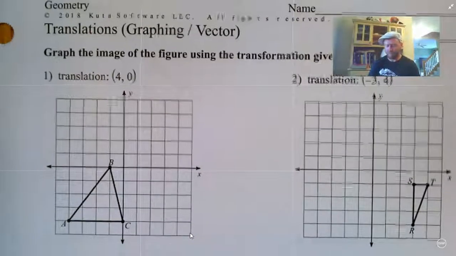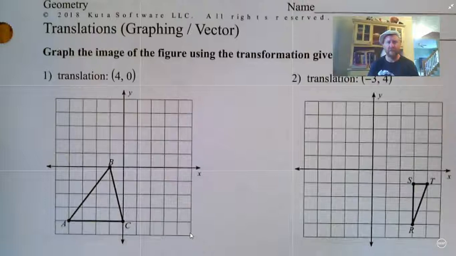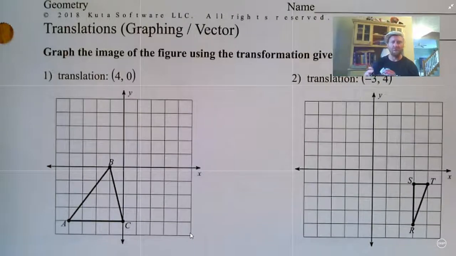Alrighty, so in this video we're going to be translating figures. Translation, remember, is we're just moving the shape left, right, up, down, moving it in the coordinate plane. And we're using some sort of a rule to do that, and we're expressing that rule using vector notation. We're translating by a vector. And a vector is just a direction and a distance.